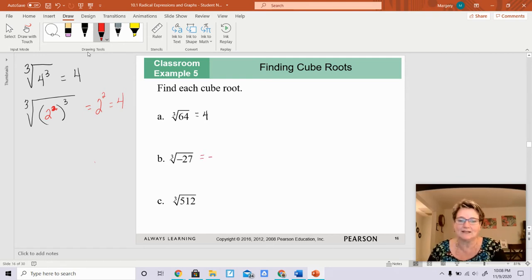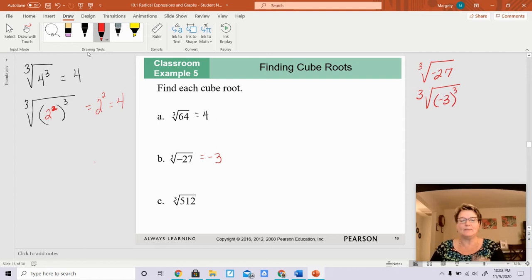Same thing with the cube root of negative 27. I know that my answer is negative 3. But if you did not know that, the cube root of negative 27 can be written as the cube root of negative 3 cubed. Because negative 3 times negative 3 is 9, and 9 times negative 3 is negative 27. So once again, if you're taking the cube root of something that is cubed, whatever's being cubed comes out.